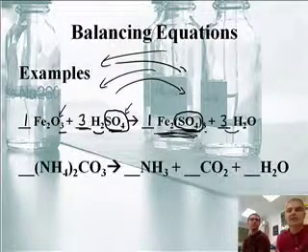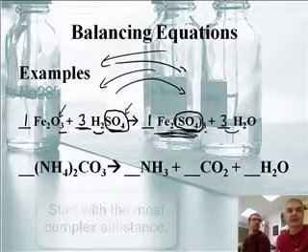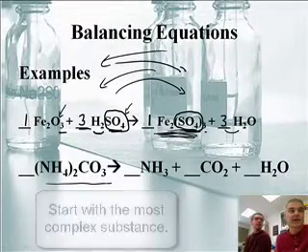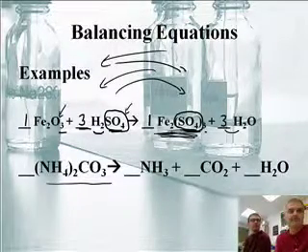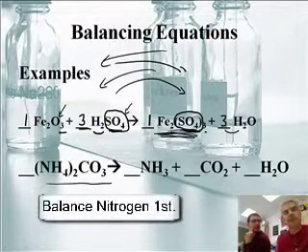All right, let's take a look at this one. This one is not so easy. I don't see anything the same at all. Let's start with the most complicated substance. I think this is the most complicated, it looks pretty complicated to me. We've got (NH4)2CO3. Let's just start with the nitrogen. I think we have to do one element at a time. We can't do groups here.